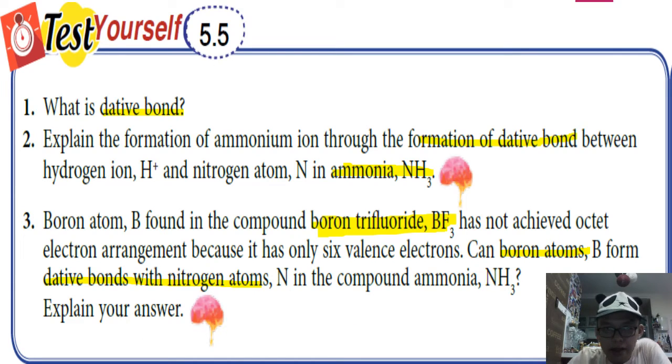Practice 5.5, explain dative bond. Explain the formation of the dative bond between ammonia and boron trifluoride. And number 3, boron trifluoride has not achieved the octet electron arrangement because it has only 6 valence electrons. Can the boron atom form a dative bond with the nitrogen atom? Explain your answer.